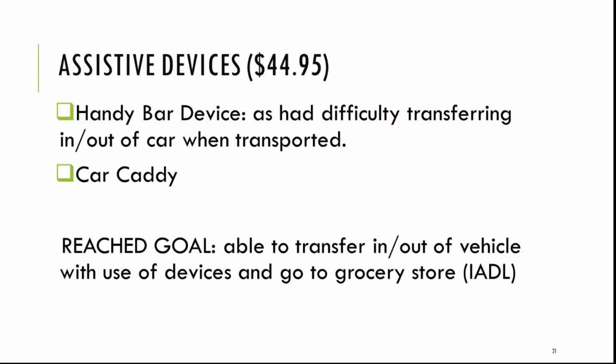Regarding assistive devices, 2 things occurred, spending $44.95. First, a handy bar device was obtained as the participant had difficulty transferring in and out of the car when transported. And second, a car caddy was obtained. The participant was able to reach the goal and could transfer in and out of the car with use of the devices and go to the grocery store, impacting both ADL transfers and IADL grocery shopping.